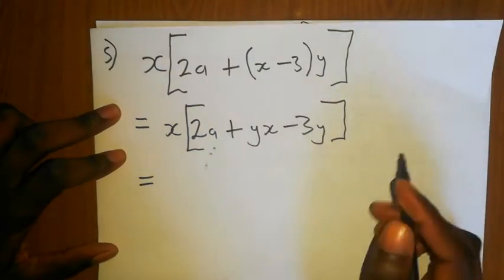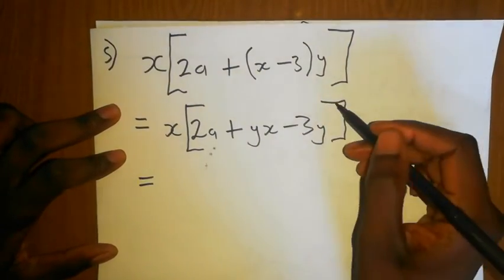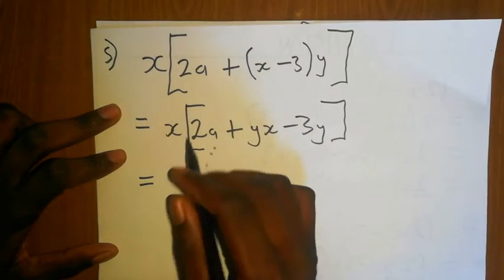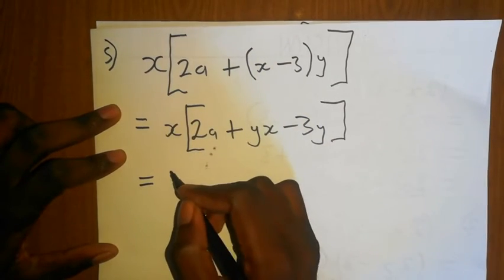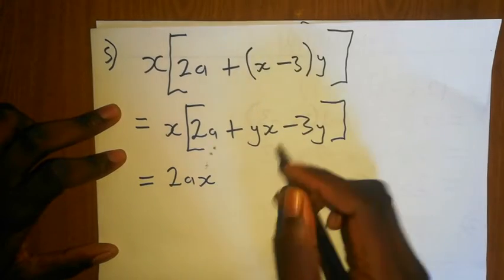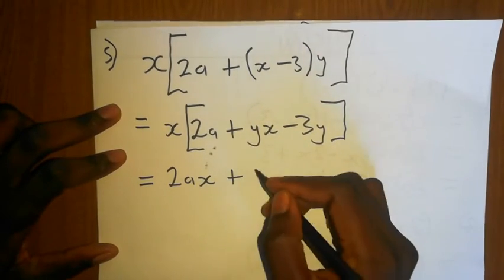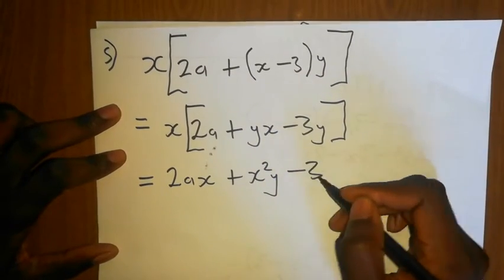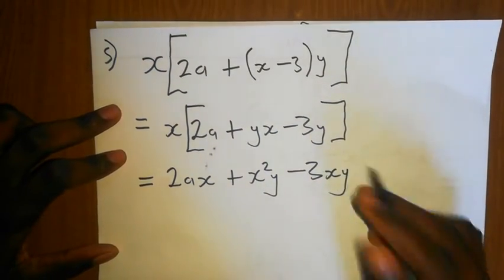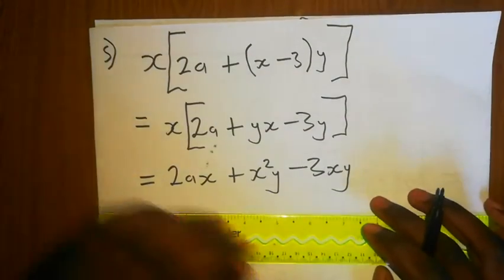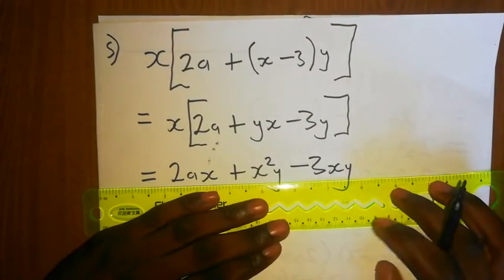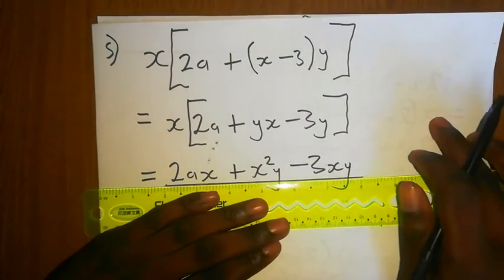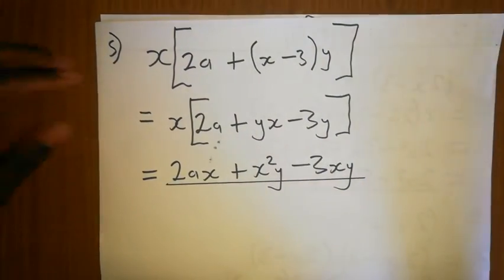So it's going to be equals to, I'm now supposed to remove this square bracket using this x which is outside there. So it's going to be 2ax plus x squared y minus 3xy. That is my final answer. I'm done. I have cleared my brackets. So that is my final answer. I'm done there. So as for now, let me show you some typical examination questions.